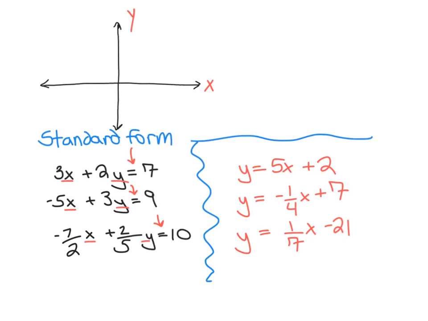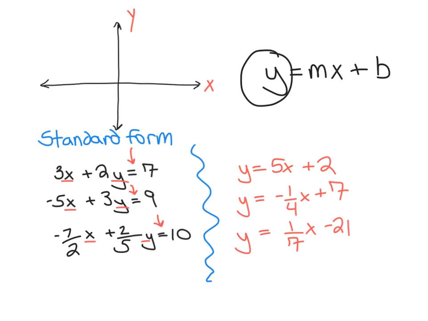Now let's take a look at slope-intercept form. We spent a lot of time in class going over this, and slope-intercept form is an equation that has an x and a y, and we write it in the version of y equals mx plus b. The important thing to remember is that for slope-intercept form, your y is always on the left side of the equal sign by itself. So my y is on the left side by itself.